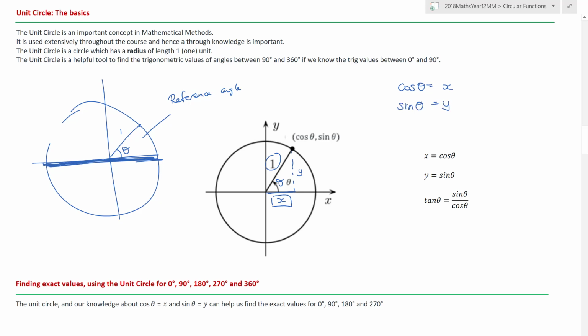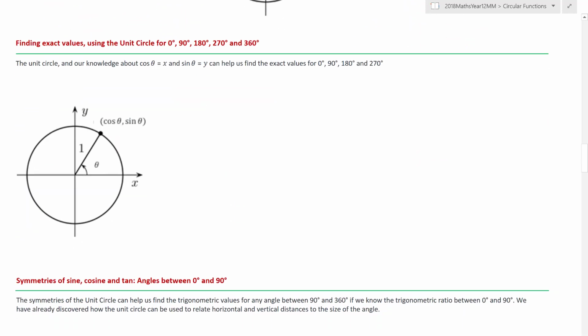Just by using sine is opposite over hypotenuse, and the opposite is y divided by the hypotenuse, which is 1. And we use the formula that tan theta is equal to sine theta divided by cos theta. So in this situation, we would say that tan theta would be equal to y divided by x, right? All really important stuff. But how does this help us with finding exact values for the unit circle?